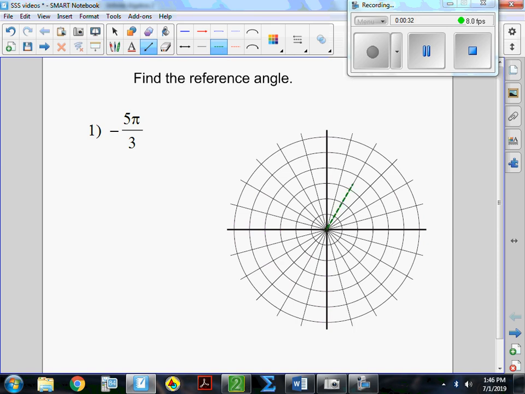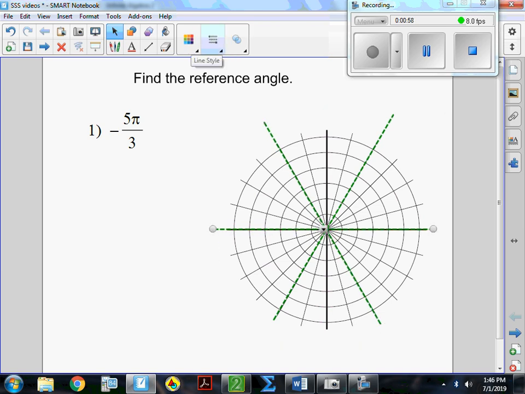So if I start at 0, then pi over 3 would be there. Another pi over 3 will be right here, and the third pi over 3 will go all the way out to where pi actually goes. So you're splitting up the top into 3 parts. I can also extend each of those lines, so I'm extending the bottom into 3 parts as well. And so the pi over 3 refers to the fact that the top and bottom are each split up into 3 parts.